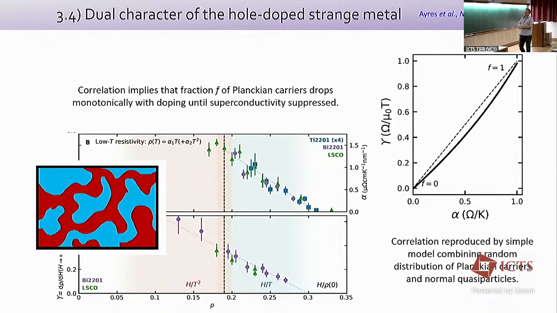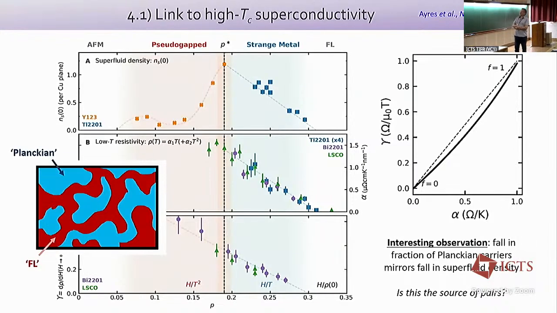But what's also very intriguing is that when you look at the superfluid density in the hole doped cuprates, in the strange metal regime, it tracks this coefficient, which we've just said is measuring the density of these Planckian carriers across this part of the phase diagram. And so you could tentatively or speculatively assume that perhaps the superconductivity is coming from the Planckian part, and the Fermi liquid remains intrinsically non-superconducting. Although, there's clearly more to add to this story going forward.